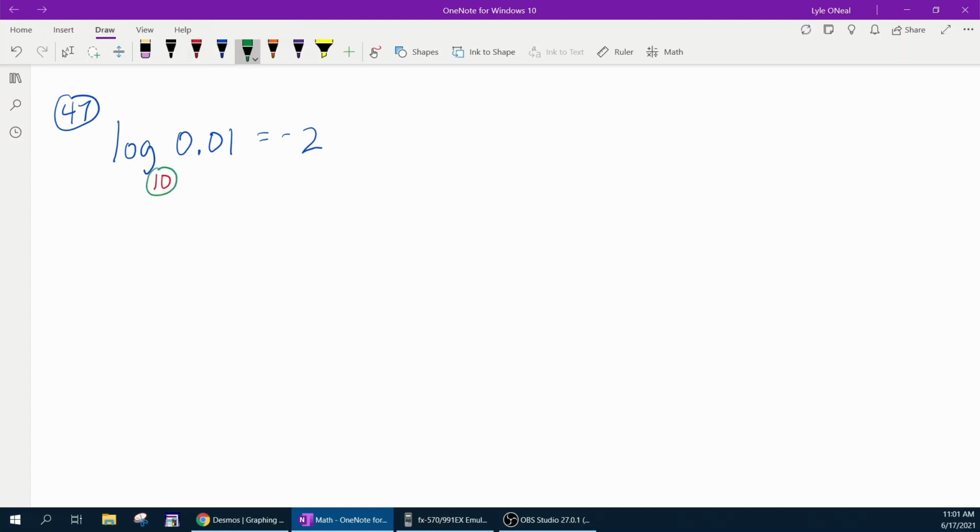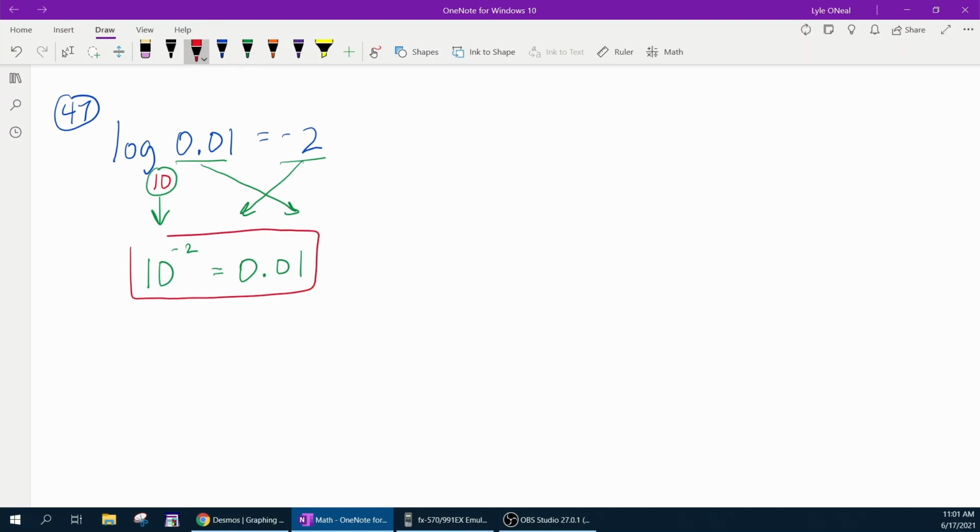It says, bring the base down. Now the 10 is the base of the log. So when I bring it down, the 10 is still going to be a base, which means it needs a power. Bring the base down, switch the other two around. So what does the 10 get for an exponent? It gets the -2 for a power, and the 0.01 goes to the other side of the equal sign. And that is converting log into exponential form. Bring the base down, switch the other two around.